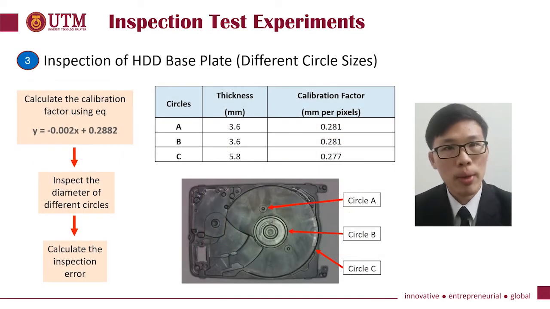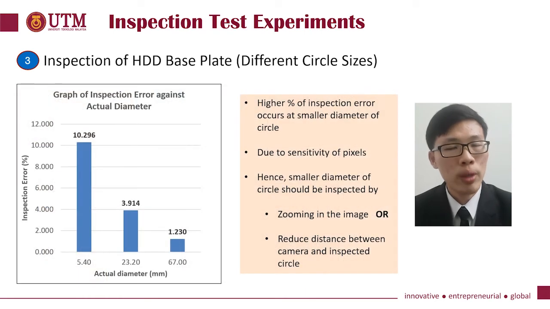And the third experiment is regarding the inspection of HDD base plate. 3 circles with different sizes were chosen for diameter inspection. In this experiment, the calibration factor was calculated by using the generated equation previously, and the remaining procedures are similar with the previous experiment. From the result, we can observe that higher percentage of inspection errors occurs at smaller diameter of circle, and this may be due to the sensitivity of pixels.